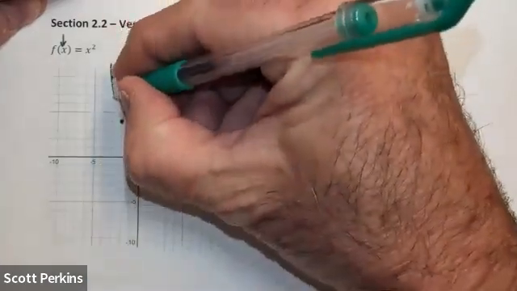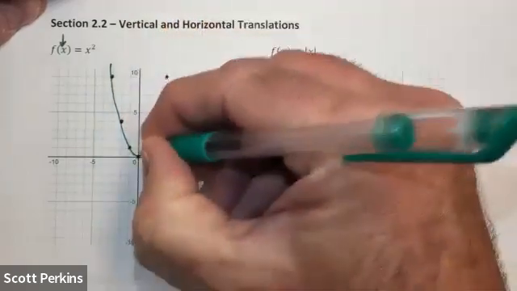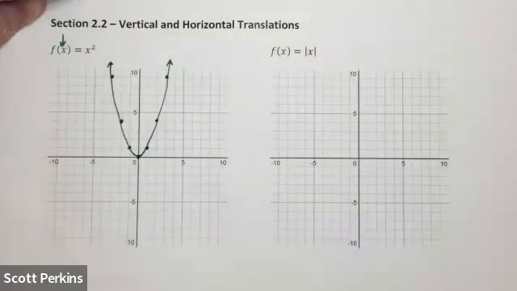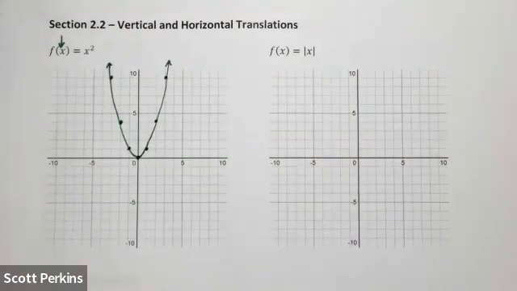And so the squaring function is this cute little parabola right here, with a nice rounded bottom, and it's not pointy like the absolute value that we're going to see in just a moment. Okay, so there's my parabola.